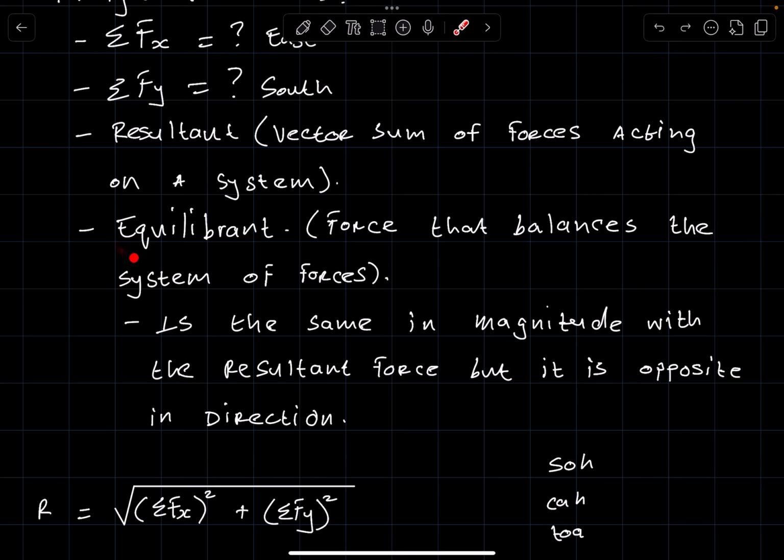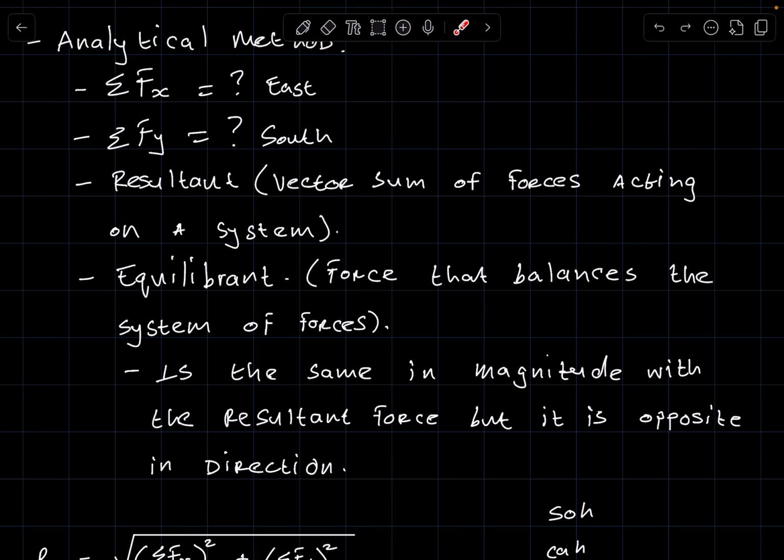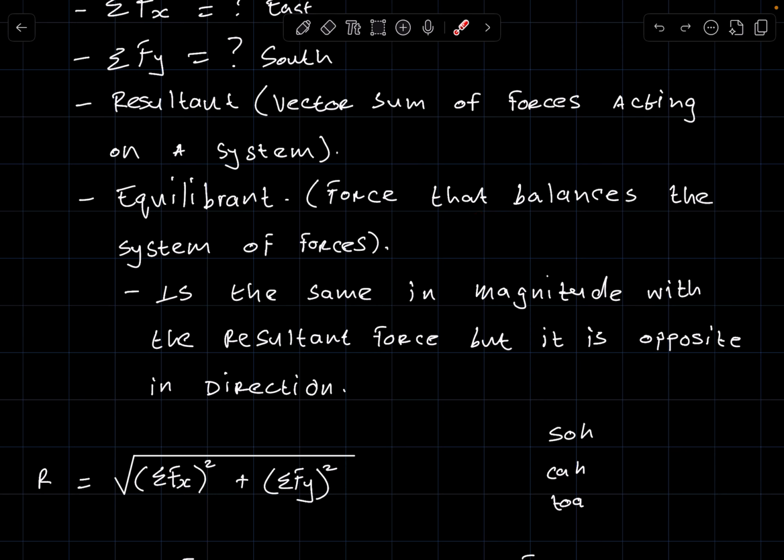Now, as far as the equilibrant, we have discussed the resultant. Remember we said the resultant is the vector sum of forces acting on a system that we determine by applying conditions of equilibrium. Now the equilibrant is essentially a force that balances the system of forces, or the forces acting on a body. The relationship between the equilibrant and resultant is that the equilibrant is the same in magnitude as the resultant force, but it is opposite in direction.